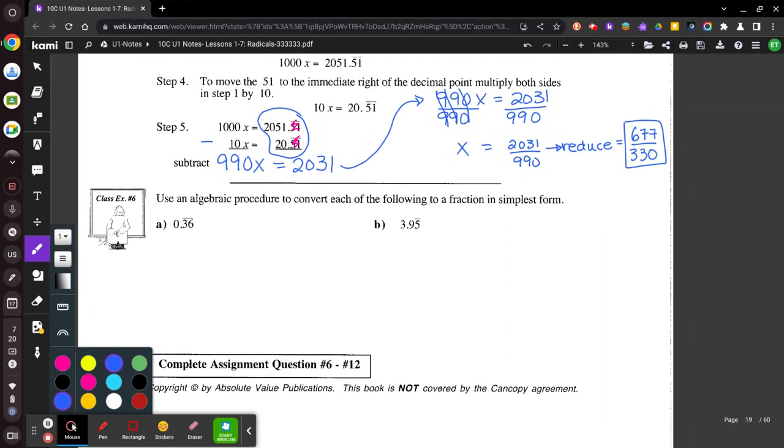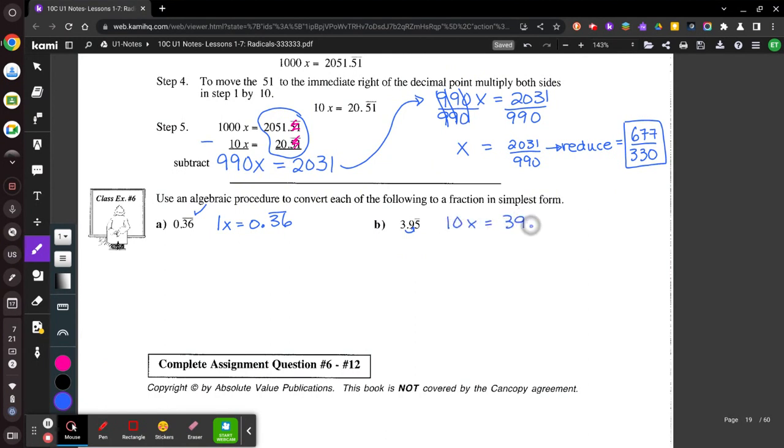All right, same idea. We want the repeating digits to be right next to the decimal on the right. We have that situation here, so we can say 1x equals 0.36 repeating. However, on the right, you're going to notice I need to move my decimal to the right one. So that means it's going to start with a 10x equals 3.6 repeating. So that's a step 1 we did on both.